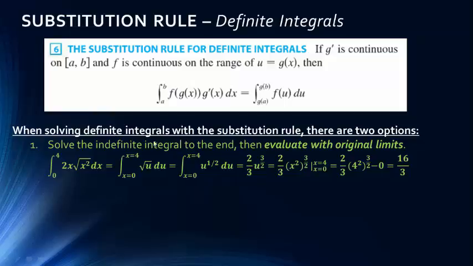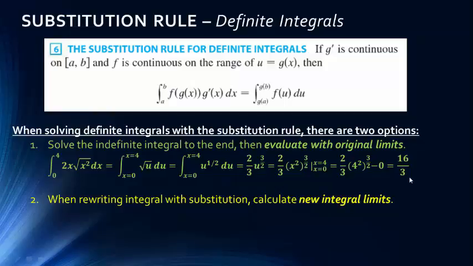So the first way to do this is when you get to the u value, plug in the x value again. Remember, u equals x squared, so I plug that in, I simplify, and then I solve. And I get 16/3.